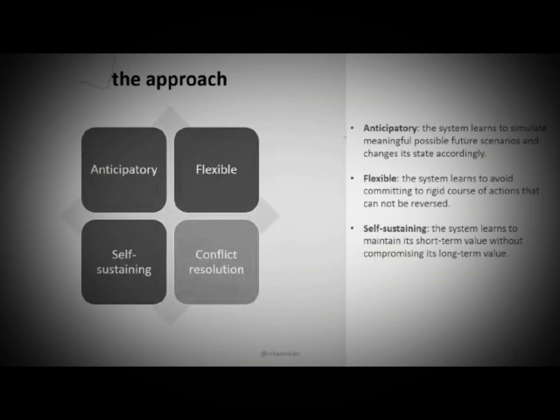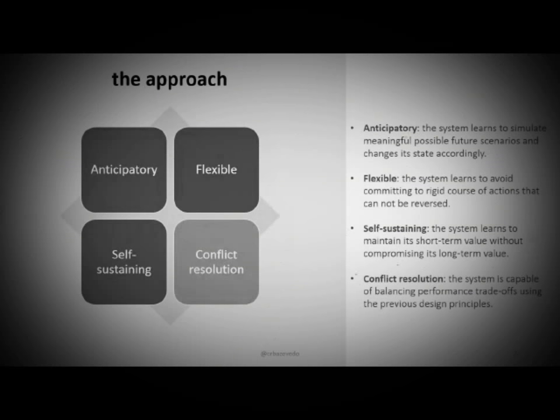Third, you should design systems that are self-sustaining, which means that the system should learn how to maintain its short-term value without compromising its long-term value. It's really challenging, and currently in the literature there are very few works that address this particular issue. You will see in the rest of this presentation that by self-sustainability, I mean the ability of self-tuning the discount factors that arise in the sequential decision-making model that we're trying to optimize, okay?